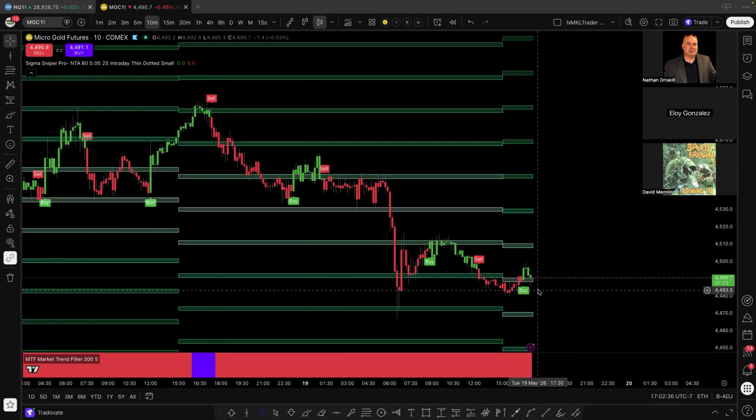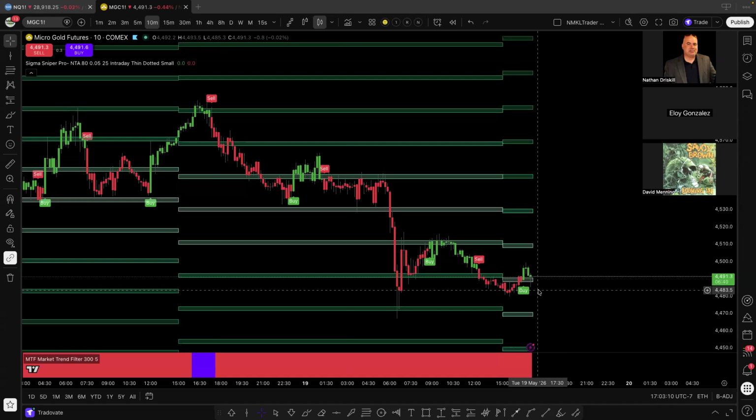So Sigma Sniper Pro is one of the systems that I built for the NMKL Trading Academy, and its purpose is to give us some levels which are built on deviation levels that do a couple of things for us. Allow us to see where the market can turn around. As you see, a lot of times these levels become support and resistance. A lot of times price will pull back into them and bounce.